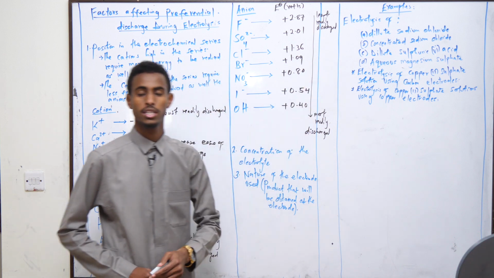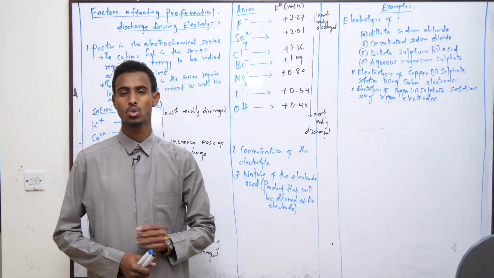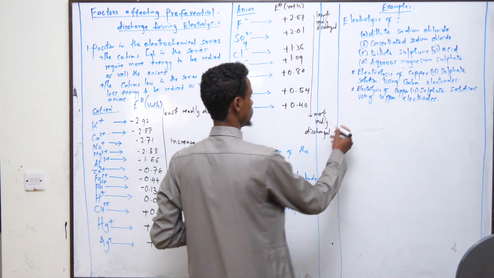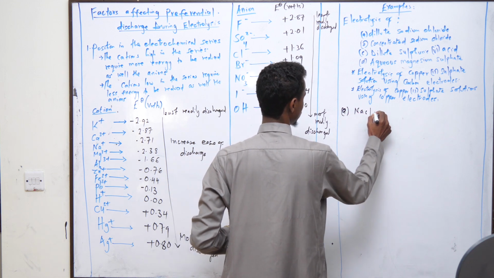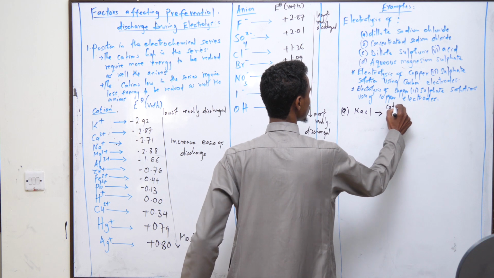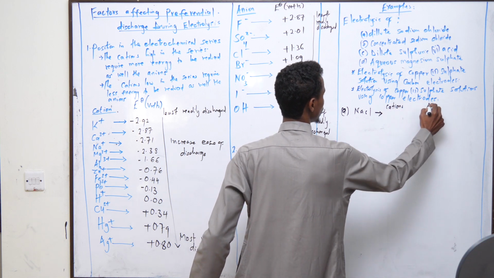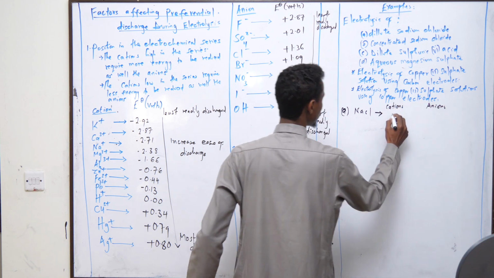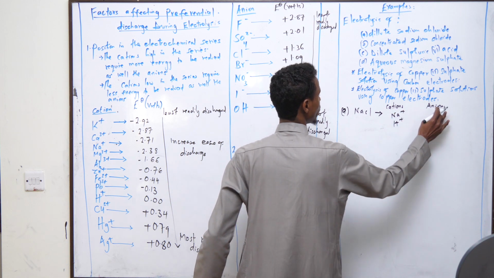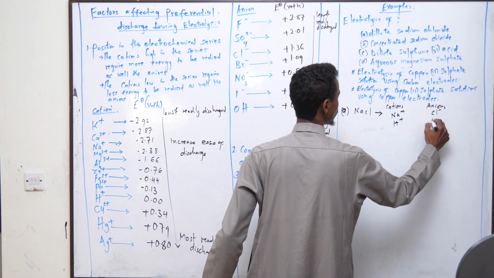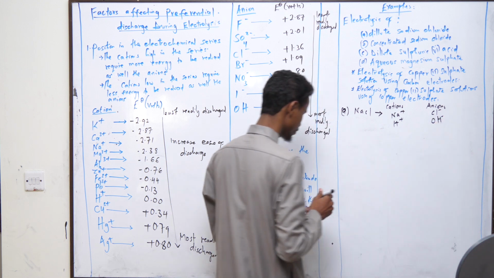Now let's look at the electrolysis of dilute sodium chloride. Number A, sodium chloride. In sodium chloride we have cations, we also have anions. The cations in sodium chloride, we have sodium and we also have hydrogen. The anions, you have chloride, you also have hydroxide.